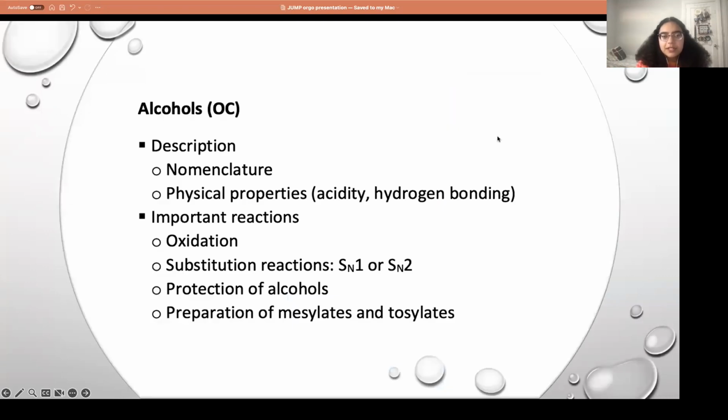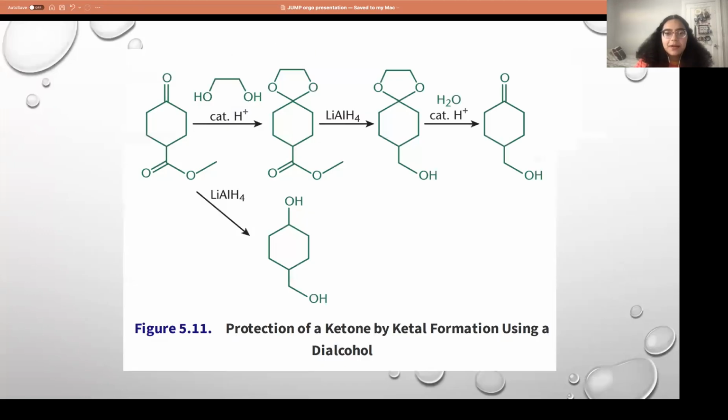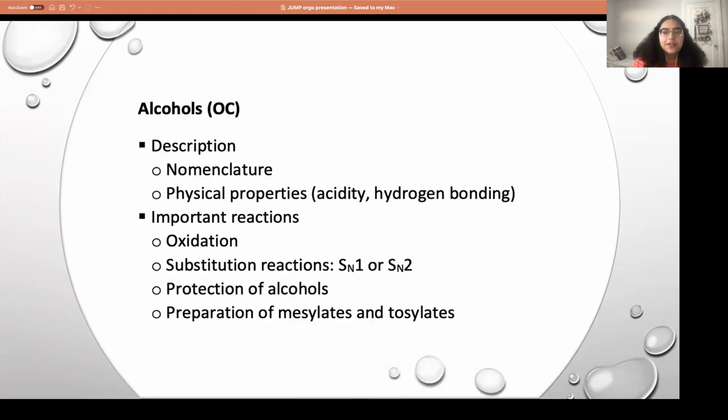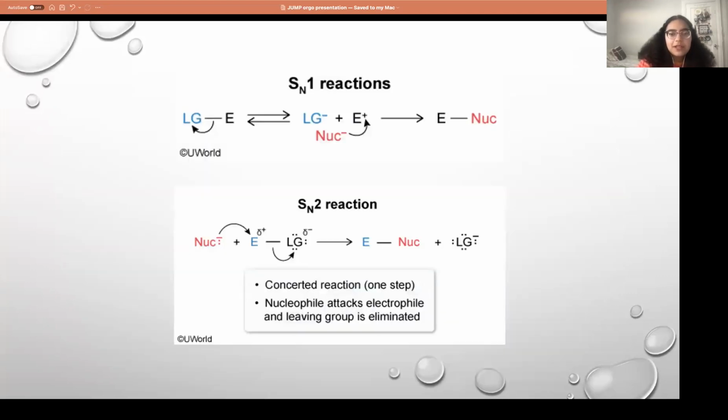The next section is alcohols. For all of the sections, they list nomenclature and physical properties. We've covered nomenclature at the start. It's also just good to know the prefixes, suffixes, and the names of them. And then in terms of the important reactions, there's SN1 and SN2 reactions.